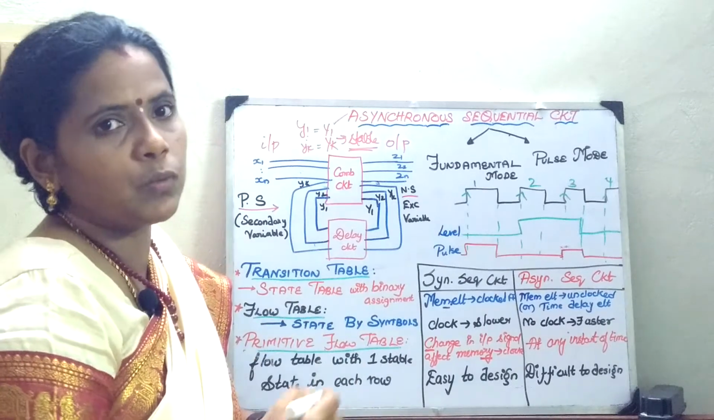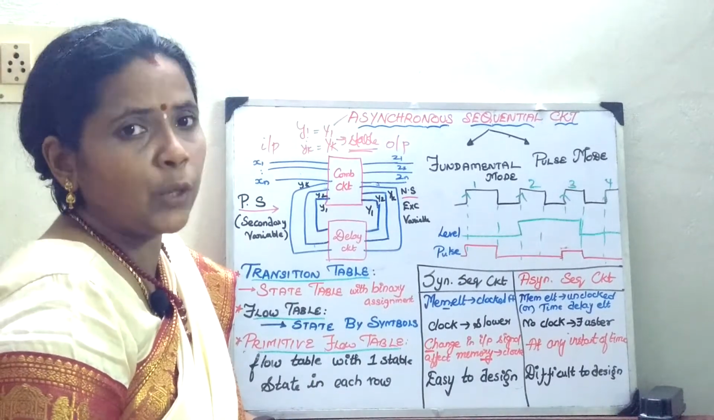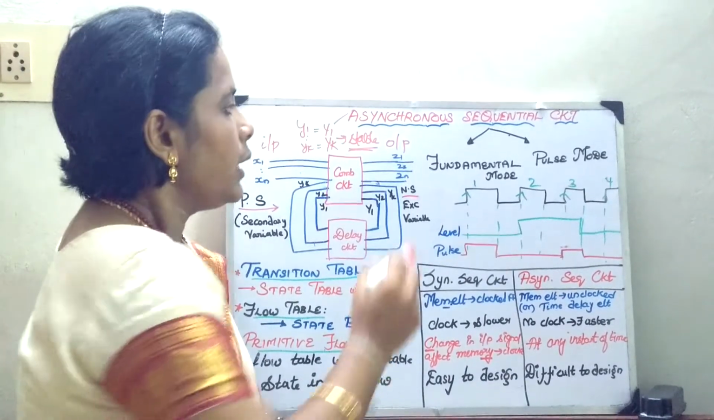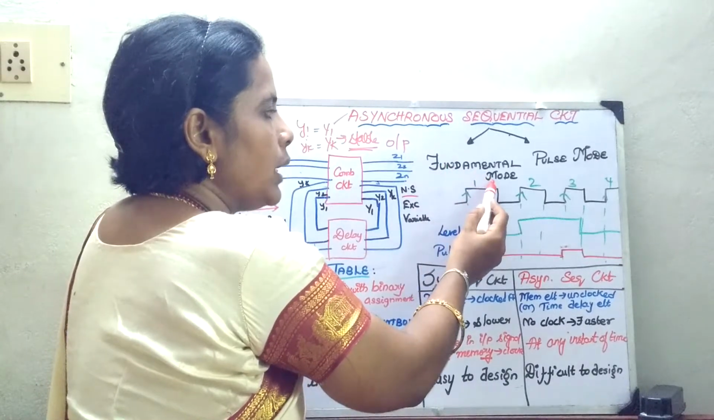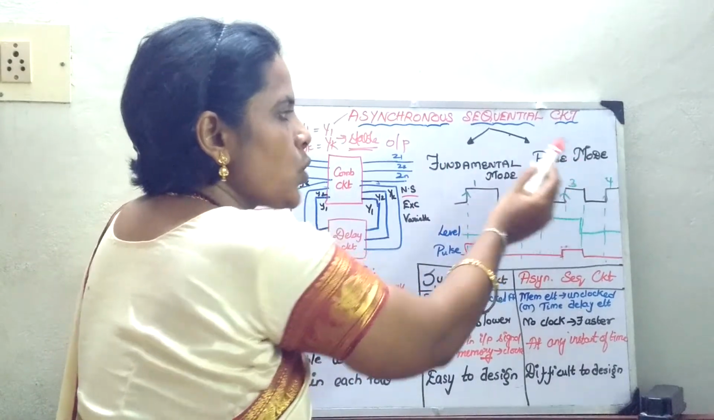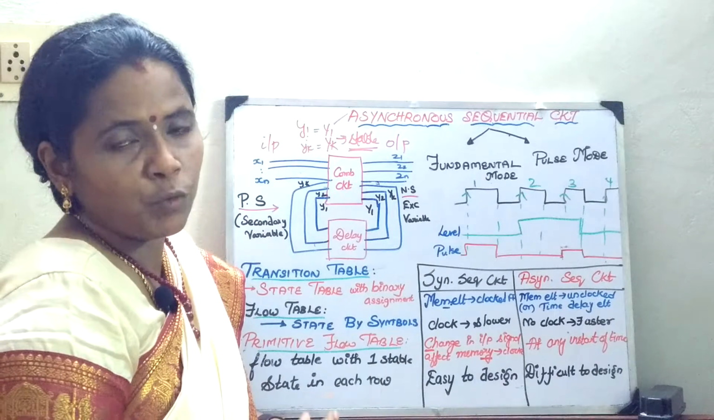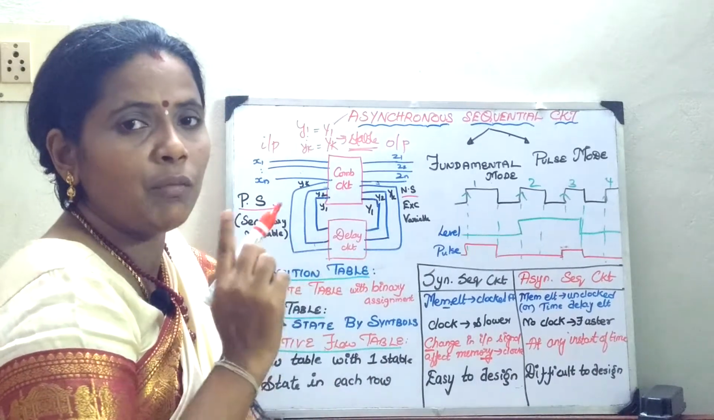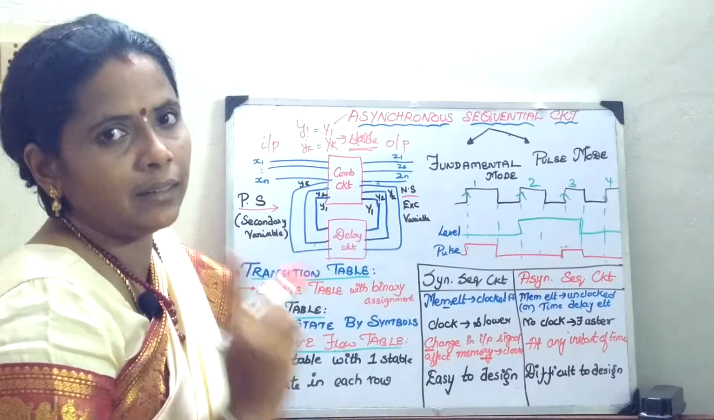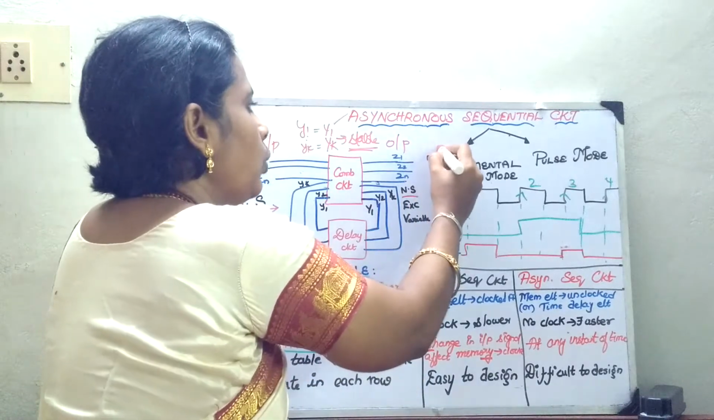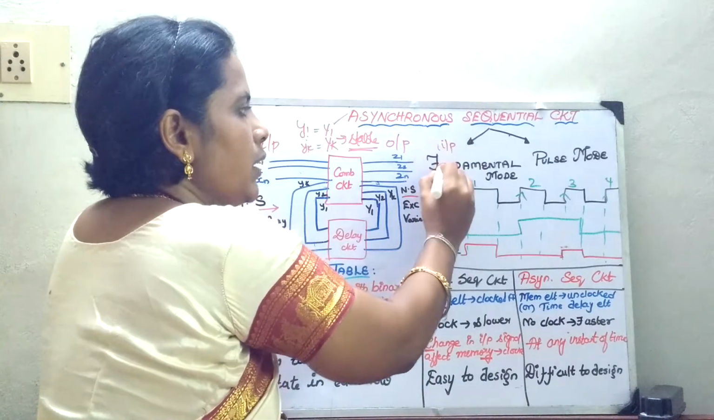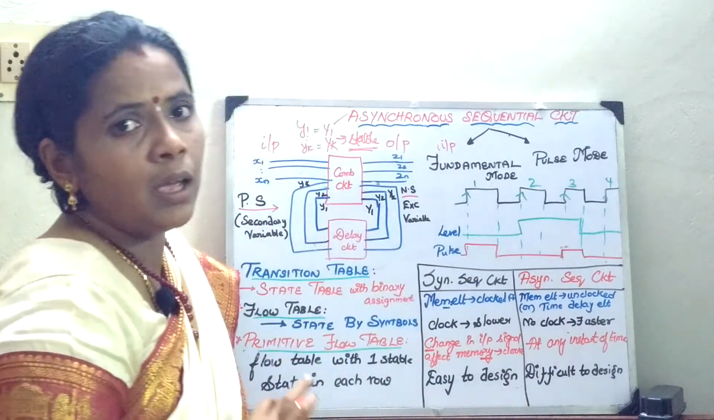What are the types of asynchronous sequential circuit? Okay, so in this you have two types. One is called the fundamental mode and the other is called the pulse mode. In both modes only one input is allowed to change at a time. So either way, only one input is allowed to change, whether it is fundamental mode or pulse mode.